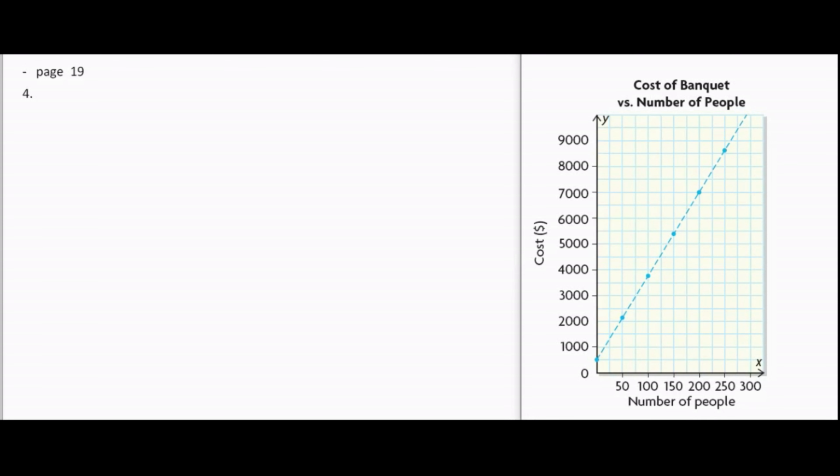This is question 4. The graph at the right shows the charge of the banquet compared to the number of people that attend the banquet. And A asks, what does the coordinate 160, 5,700 show? When we look at the graph, when 50 people attended the banquet, they charge about $2,000. When about 100 people attended, they charge about $4,000. And the point we're given, 160, 5,700, means that when 160 people attended, it will cost $5,700.